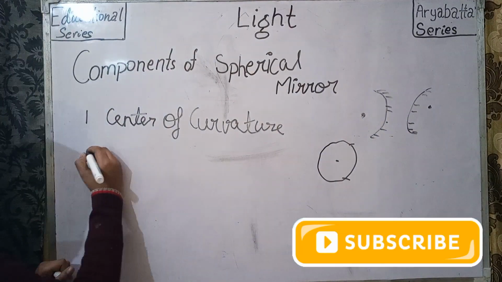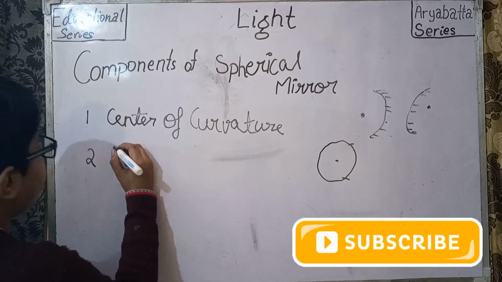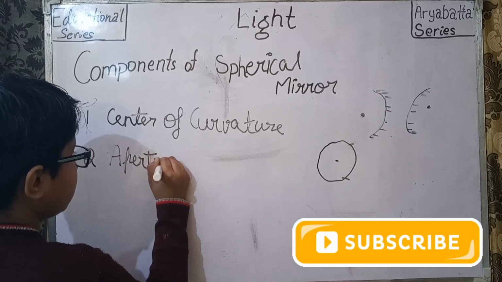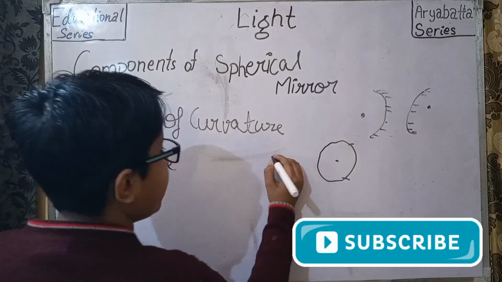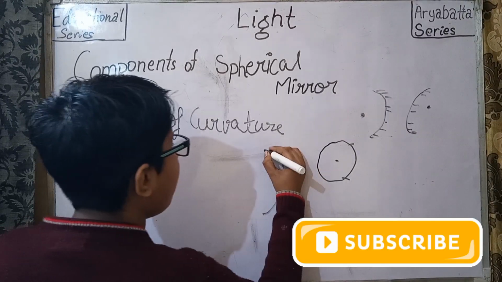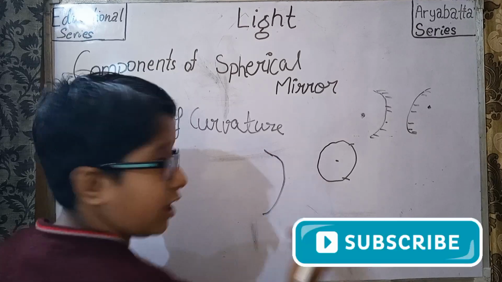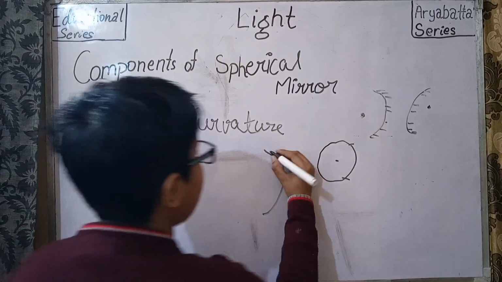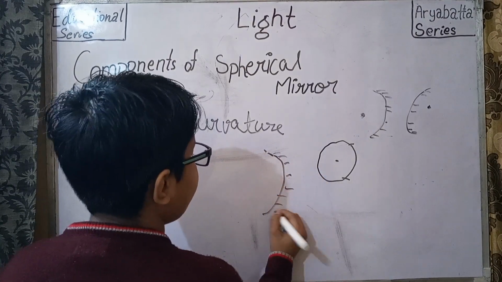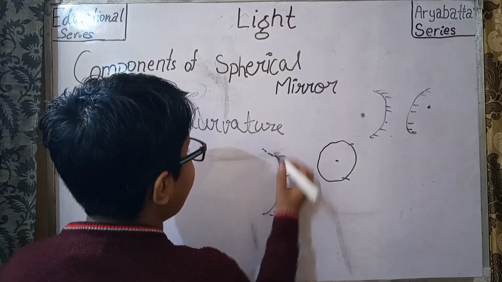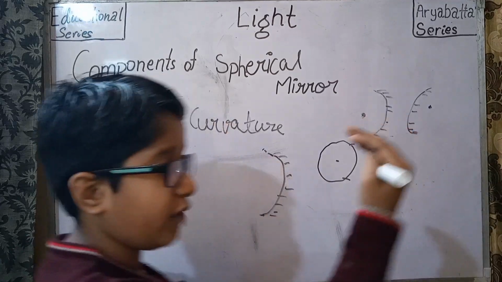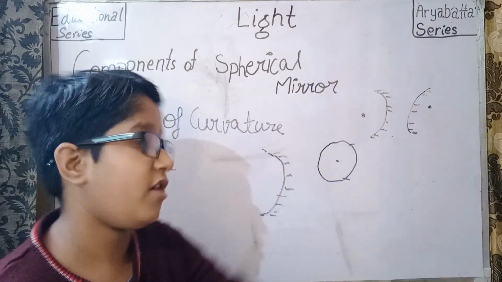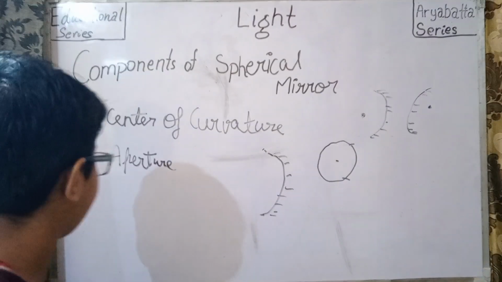Now let's see the second part, which is known as aperture. In a mirror, the whole reflective area, the area where you can see a reflection. If this area on a concave mirror is polished, then the area from here to here where we can see a reflection is known as the aperture, or the surface area of a mirror where we can see a reflection.